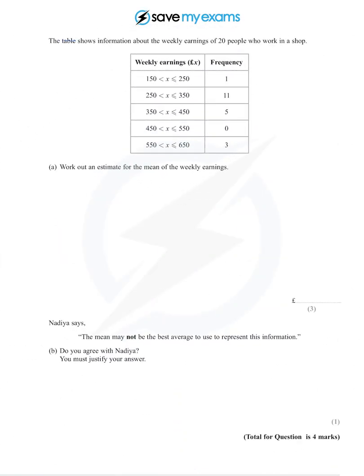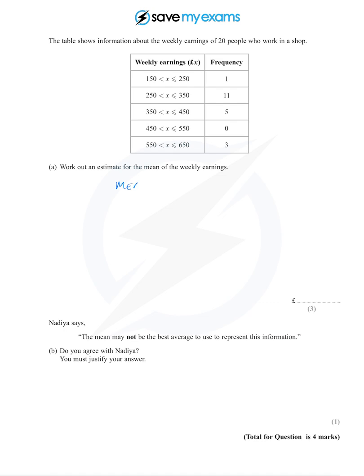So we have a table with information about the weekly earnings of 20 people who work in a shop. And here are their earnings. You'll notice they are given in intervals, class intervals, if you like. And we have the frequencies here. And presumably those frequencies add up to 20. Otherwise, it doesn't make much sense. And we're asked to work out an estimate for the mean of the weekly earnings.